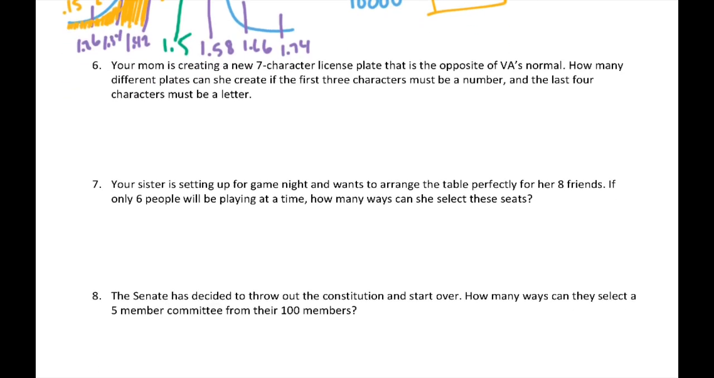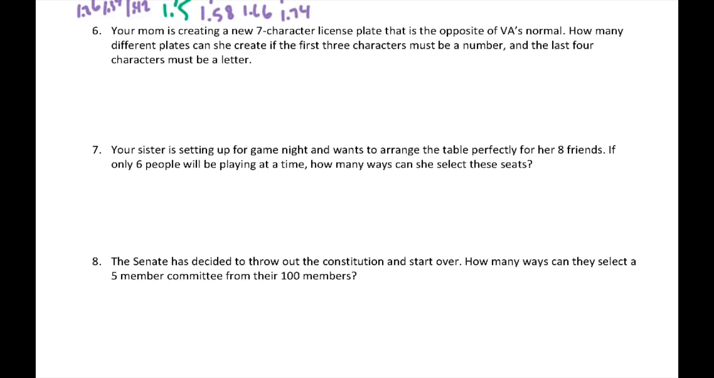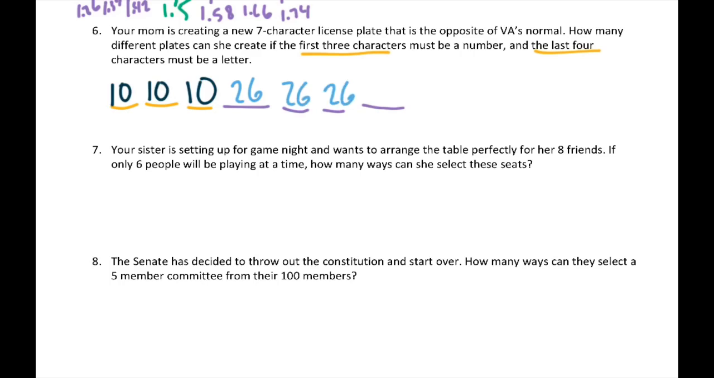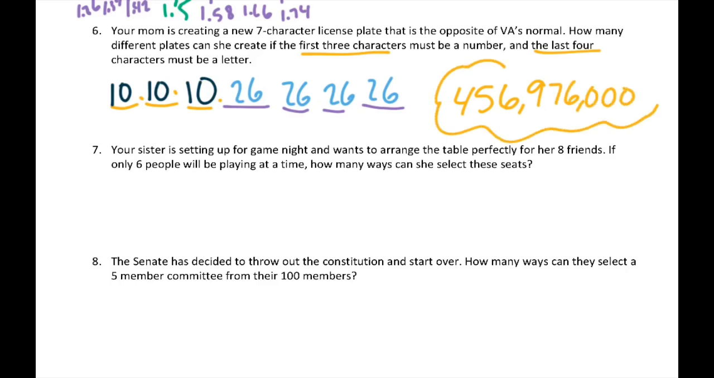Number 6, your mom is creating a new license plate. That's the opposite of Virginia. She needs the first 3 characters to be a number, the last 4 to be a letter. So we've got 7 total blanks. The first 3 are numbers. There are 10 digits, 0 through 9. And then the last 4 are letters. It doesn't say anything about repeating or not repeating. So we're just going to multiply these together. And we end up with 456,976,000 possible passwords. So that's that fundamental counting principle.